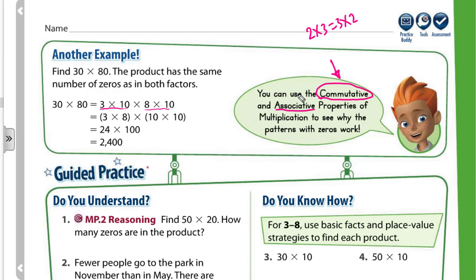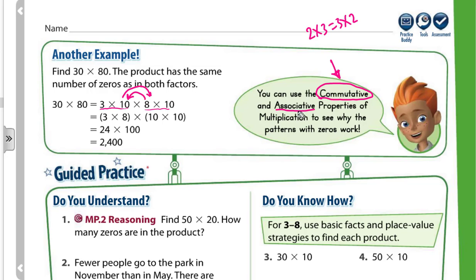And using commutative, we can change places. I will get this 8 here, this place, and get the 10 in this place. Change places. So it's 3, and the second one now is not 10, it's 8. And the third one will be 10, and the fourth one 10. So 3 multiply 8 multiply 10 multiply 10.